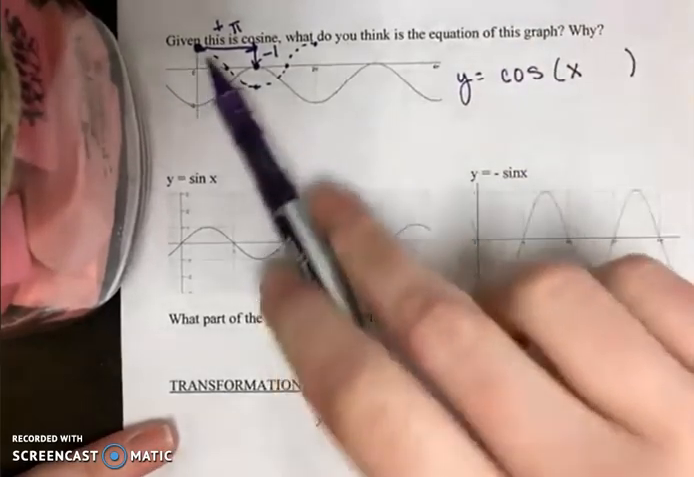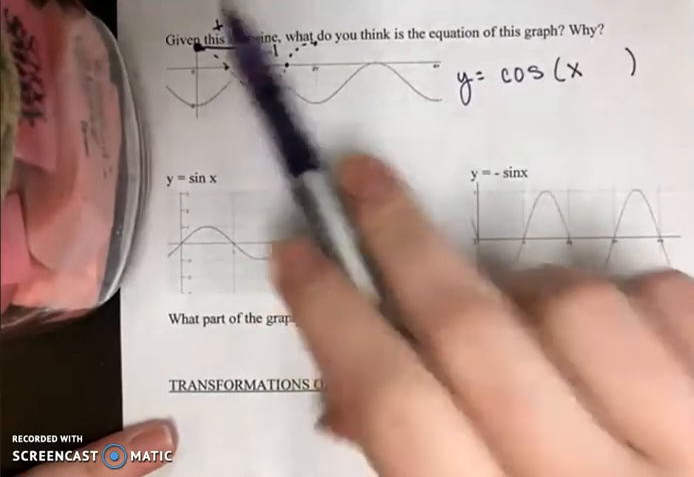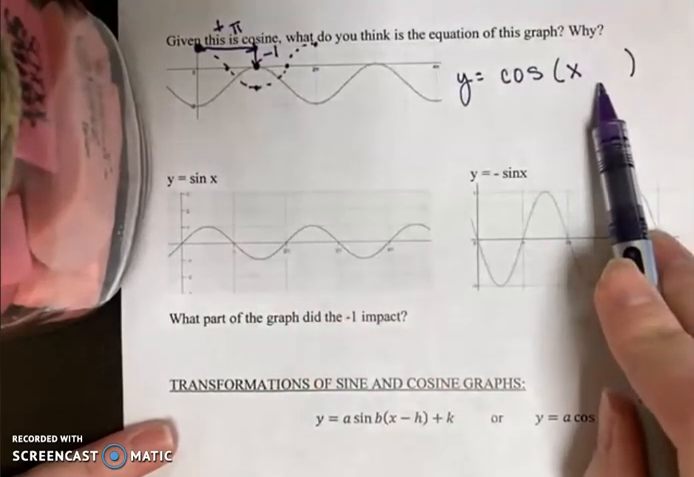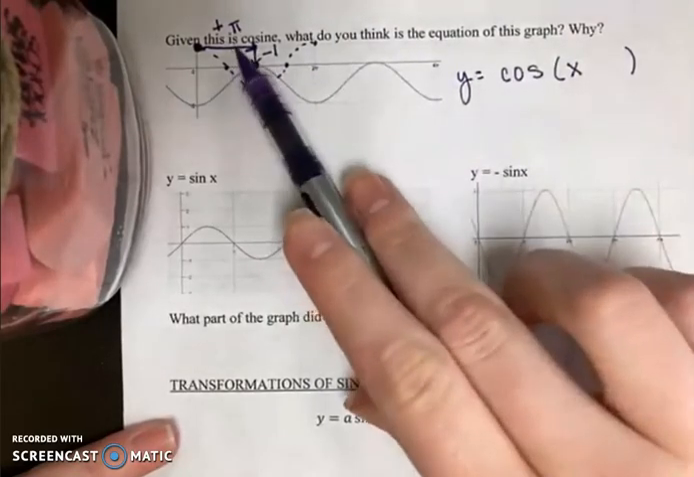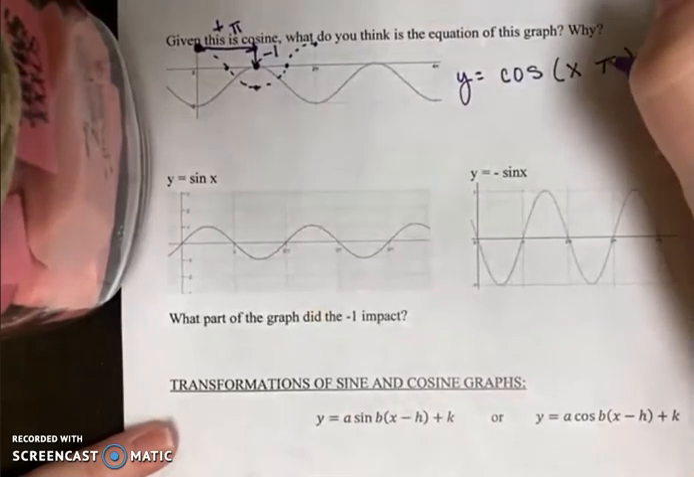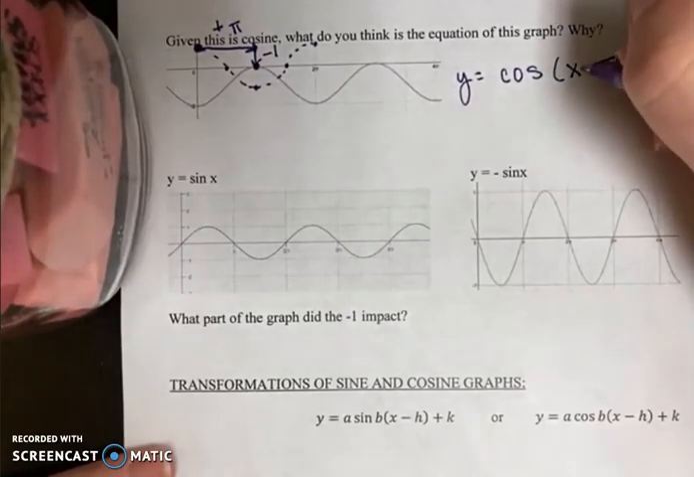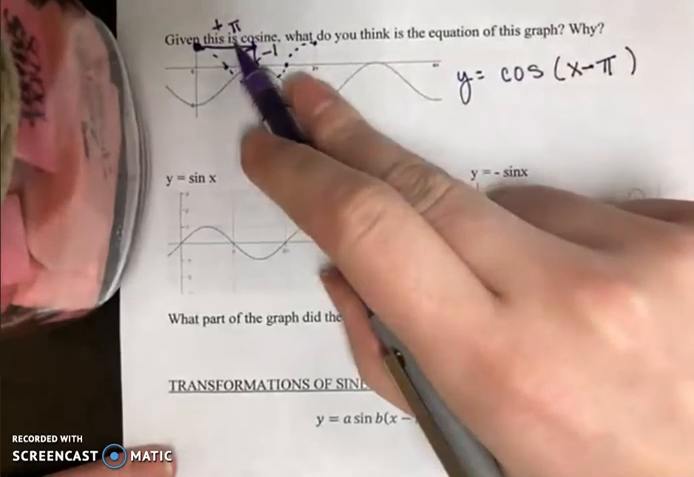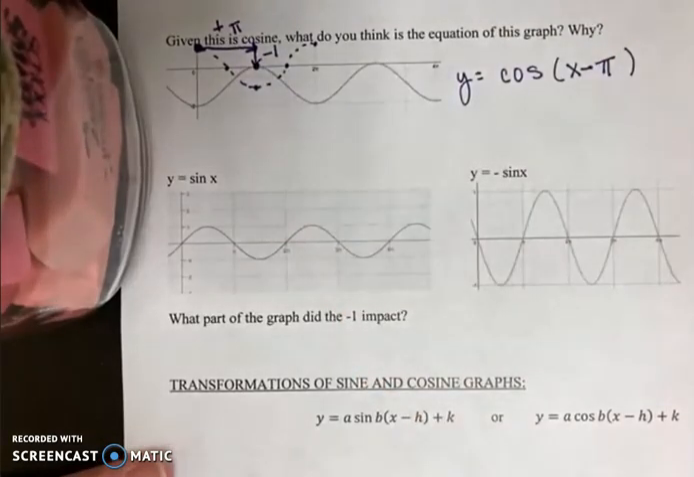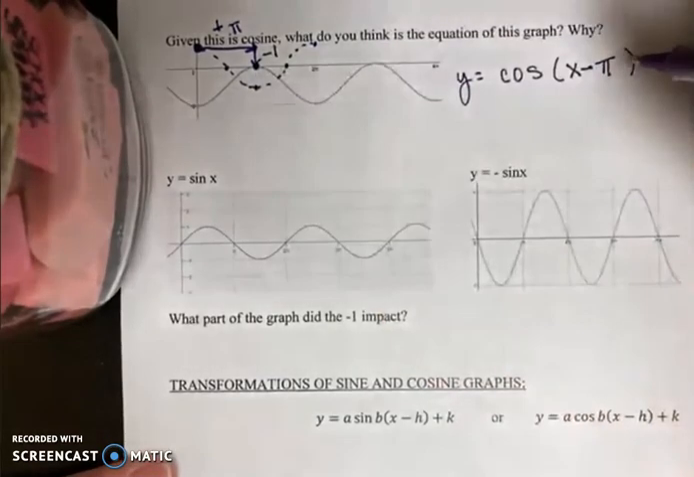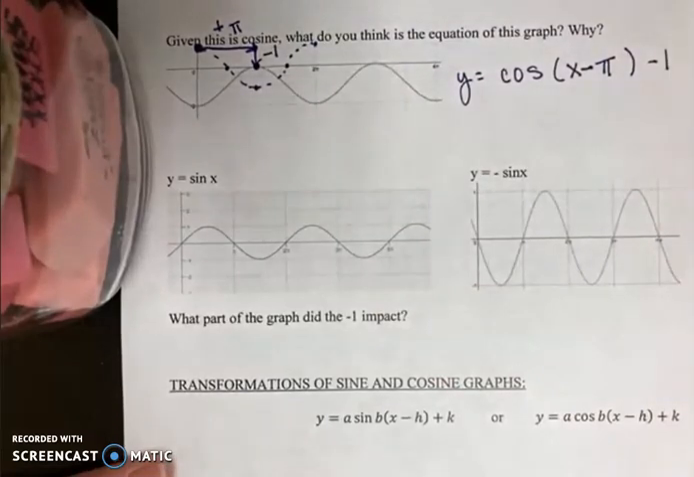x. Because there's a horizontal transformation, I know there has to be a number inside of the parentheses. And this number moves it left or right, so I moved right pi units. Remember, the form is x minus h whenever we've worked with it in the past. So it's going to be x minus a positive pi, giving me the expression x minus pi. And then on the outside, I can put a k value that would move it up or down. And since we moved down, I'm going to put negative 1 at the end.